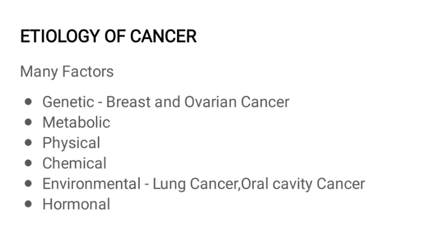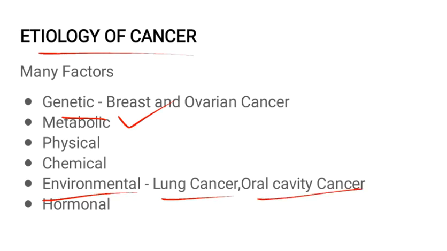Next we will be dealing with the etiology of cancer. There are many causes behind cancer. It may be due to genetic reasons. In the case of breast and ovarian cancer, a positive family history of these cancers plays an important role. There may be metabolic reasons, or it may be due to physical and chemical agents. Even the environment has a role to play. Lung cancer is caused by smoking, and oral cavity cancer is caused by excessive usage of tobacco, and there are also some hormonal reasons for cancer.